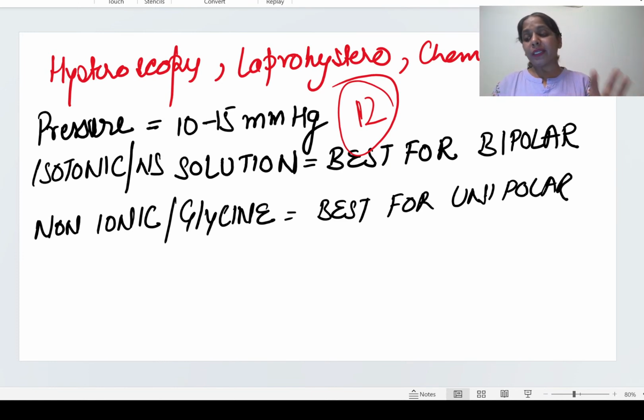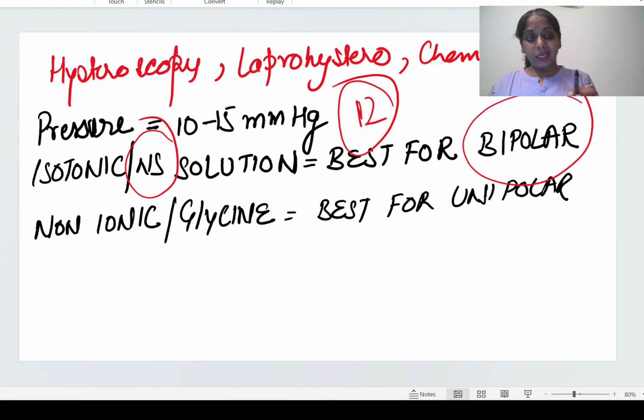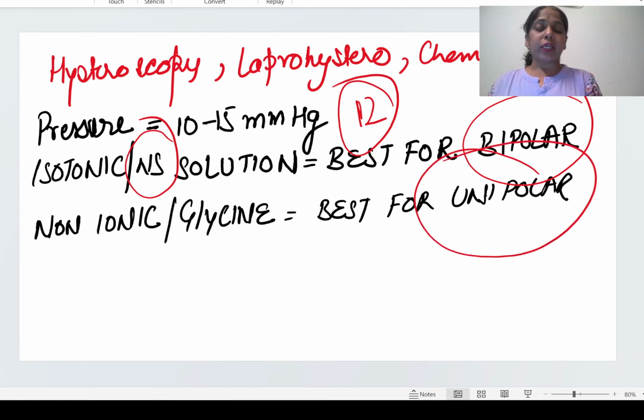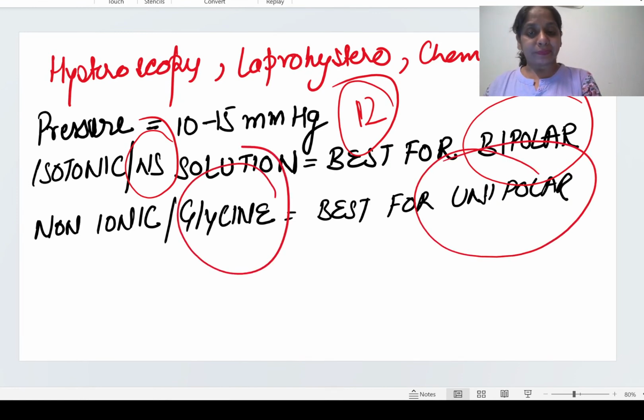This you have to learn. It is quite a big thing to explain. In bipolar cautery we use NS. In unipolar cautery we use glycine or non-ionic solution. These things you have to cram.